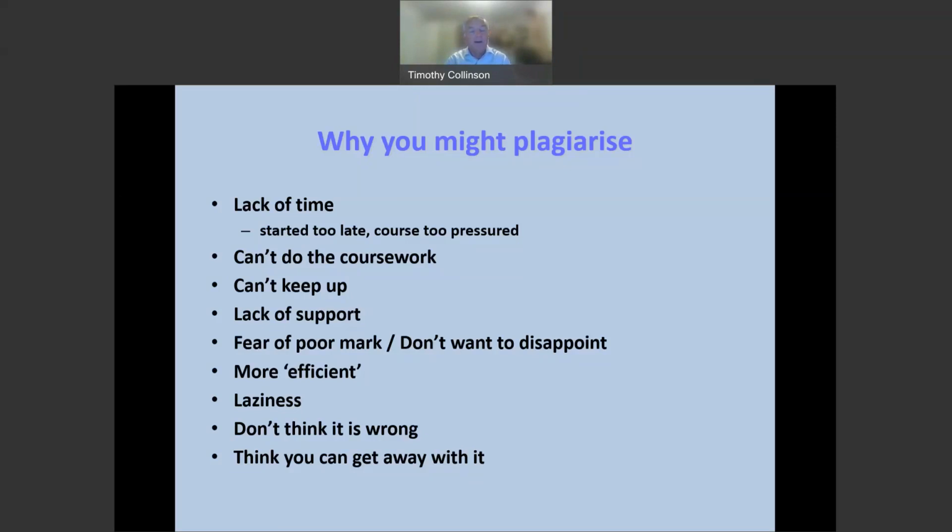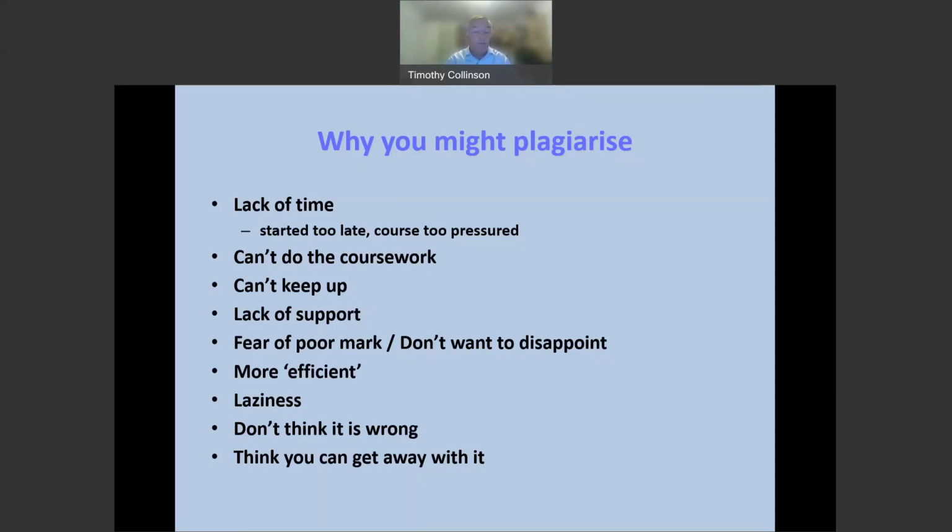So again, best avoided. Laziness can be an option. There are some cultures around the world that don't think it's wrong because it's actually honourable to make sure the masters are being recognised. And in Western higher education, of course, that unfortunately is not the case. So we do have to look out for plagiarism and make sure we're referencing correctly.